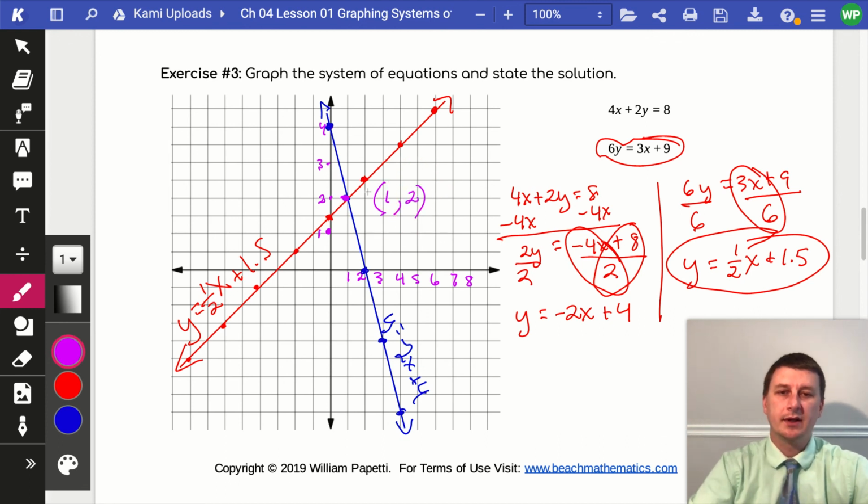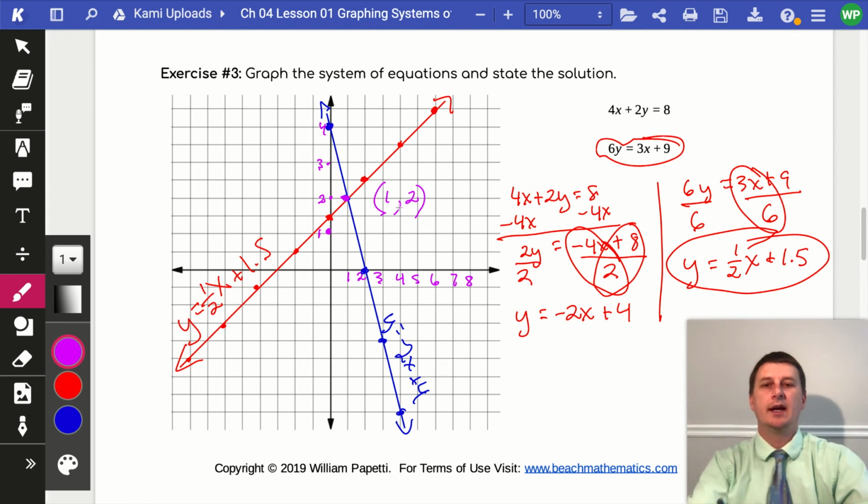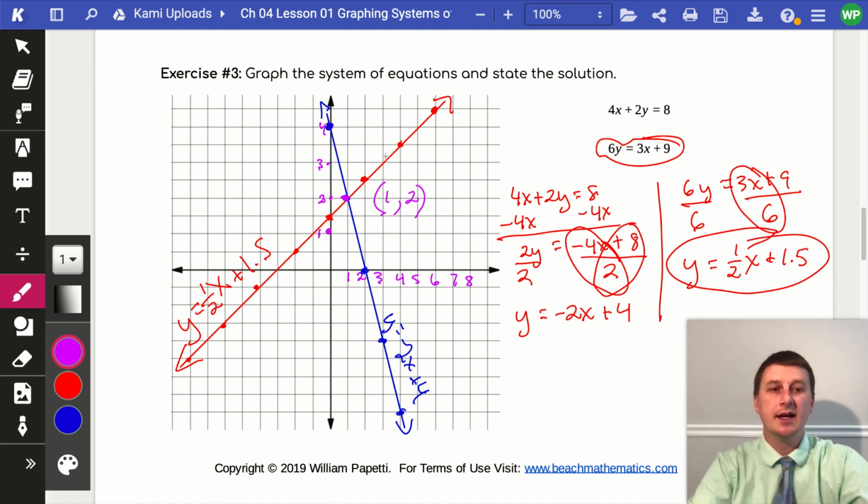Now, here's our solution point, and this solution is the only solution where these two lines will ever intersect, and you just found it by graphing these two lines and stating that solution.